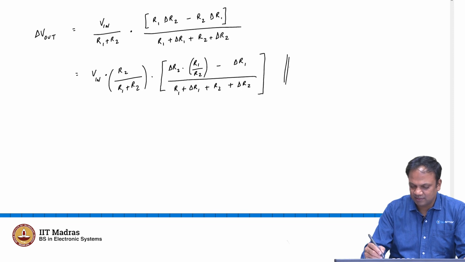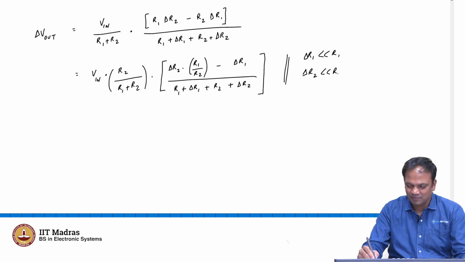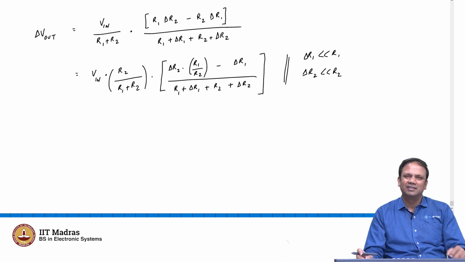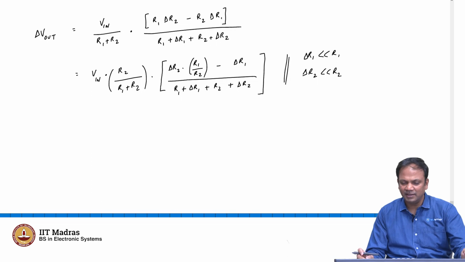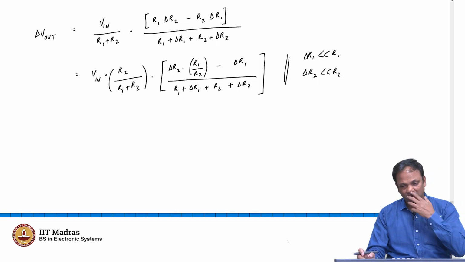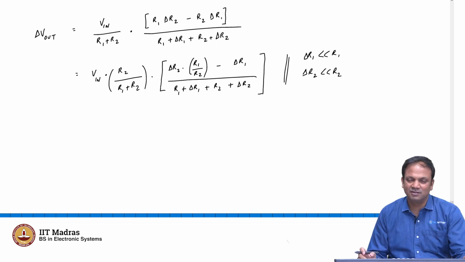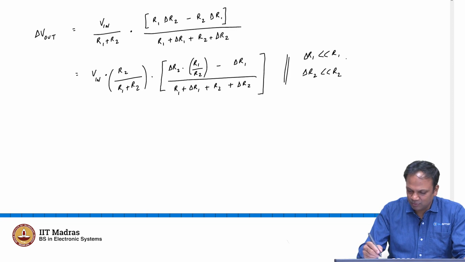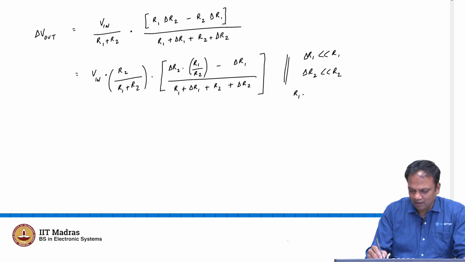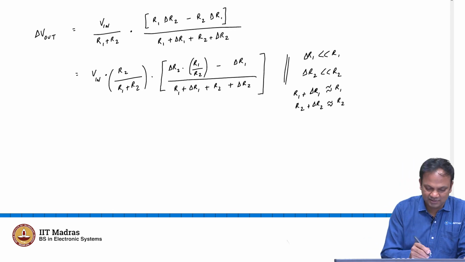Now, here we can say that delta R1 is much less than R1, delta R2 is much less than R2, because we are talking about component variations that are a small fraction of the value of the component itself. So it is not like delta R2 is going to be 50% of R2, maybe it is 1%, maybe it is 2%, still very, very small numbers. So because of this we can say that R1 plus delta R1 is approximately equal to R1, R2 plus delta R2 is approximately equal to R2, right. We will make that first assumption.